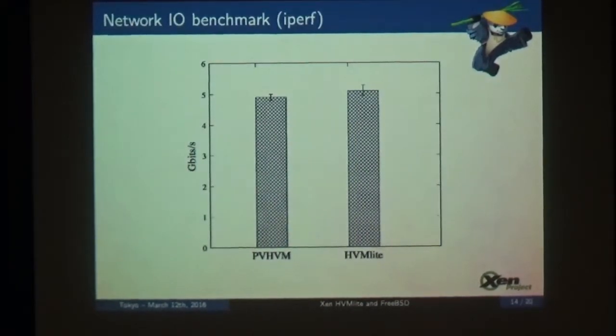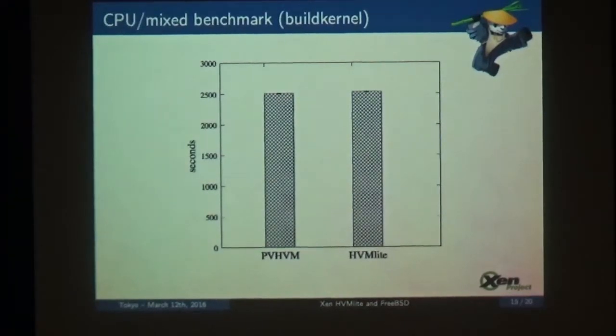I also have a network performance benchmark. In this case, we can see that the performance may be slightly better, but there's also quite a lot of deviation here, so I wouldn't like to make assumptions about this. And finally, I have a more CPU-intensive benchmark. In this case, it's building the FreeBSD kernel. And we can also see that the performance is exactly the same as PVHVM. So we managed to create an implementation that is very similar to PVHVM, but without having QEMU running in the backend.